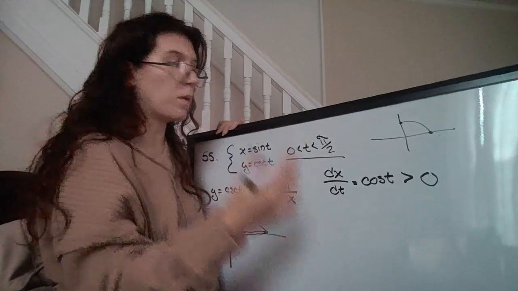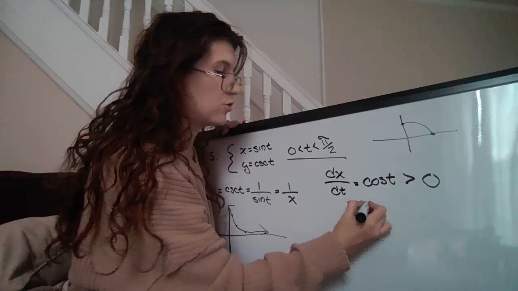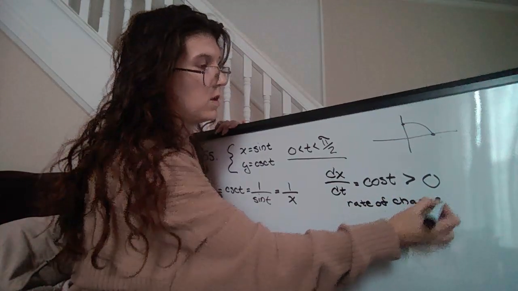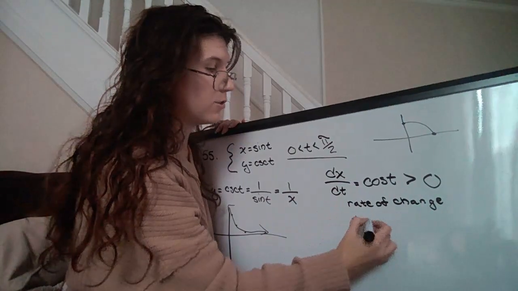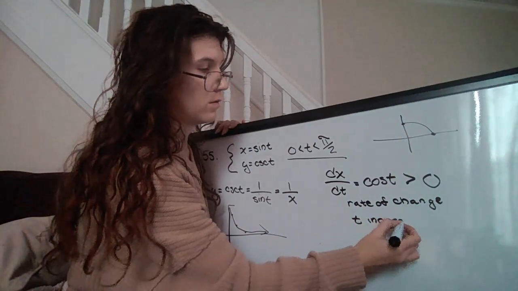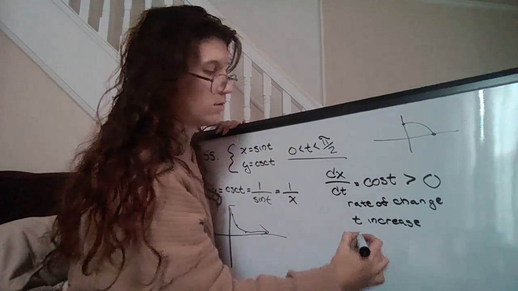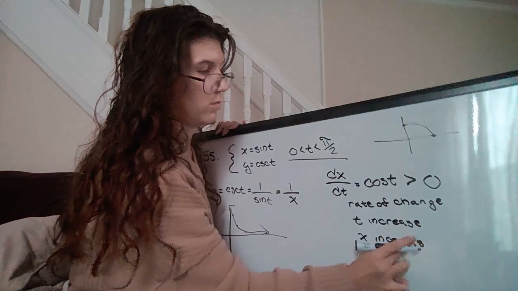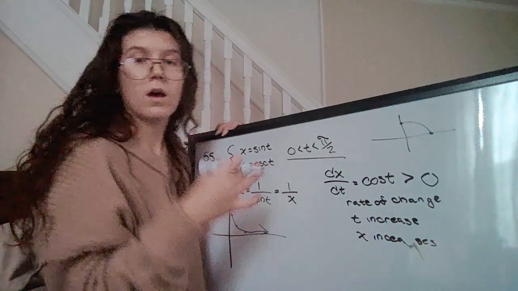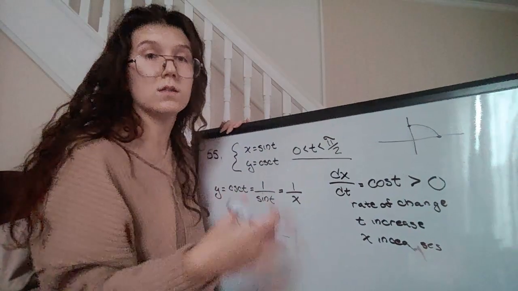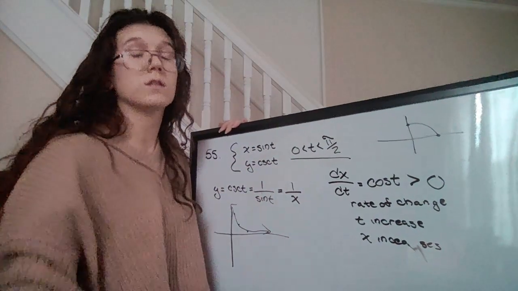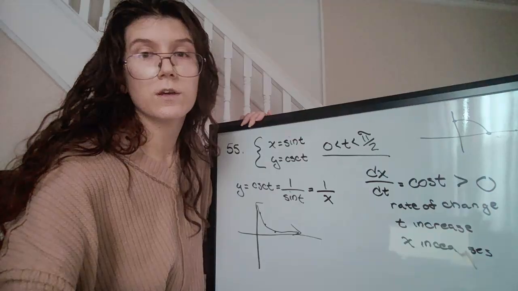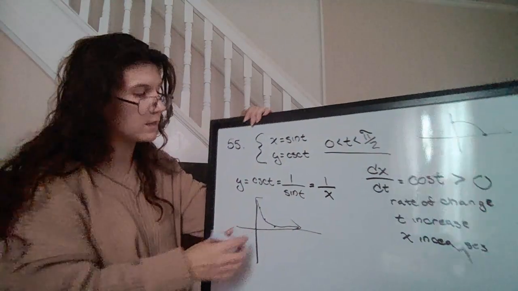So if we remember, our derivative is our rate of change, so as t increases, x increases. You get what I'm saying? As t increases, x increases, because that is our rate of change with respect to time for x. So I believe it asks specifically, yes, it says specifically as t increases.